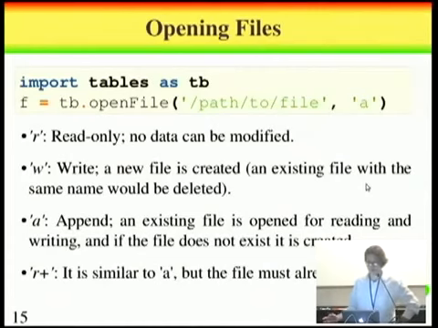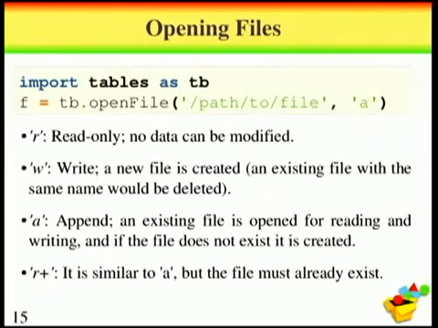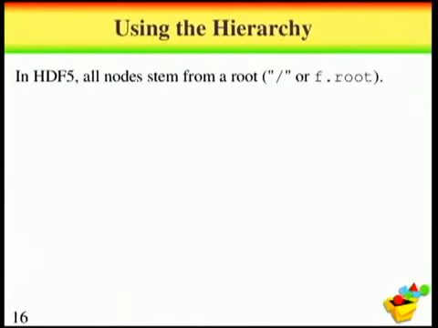Files can be opened in the sort of standard modes that you have in other places in Python. There's read-only, you can't modify the data. There's write. That means that basically this is equivalent to the C API truncation mode, where you get rid of everything that's currently in the file, or maybe you don't get rid of it, but you get rid of its meaning. Then there's append mode, which allows you to read and write. And then the r+ mode, where the file must already exist, but it still allows you to write.